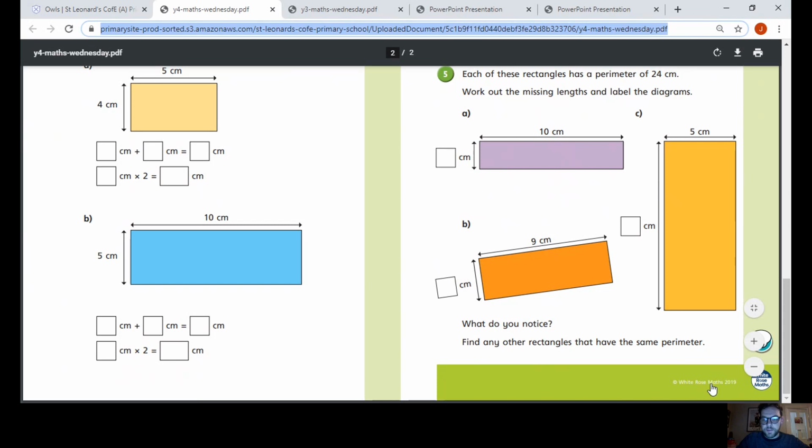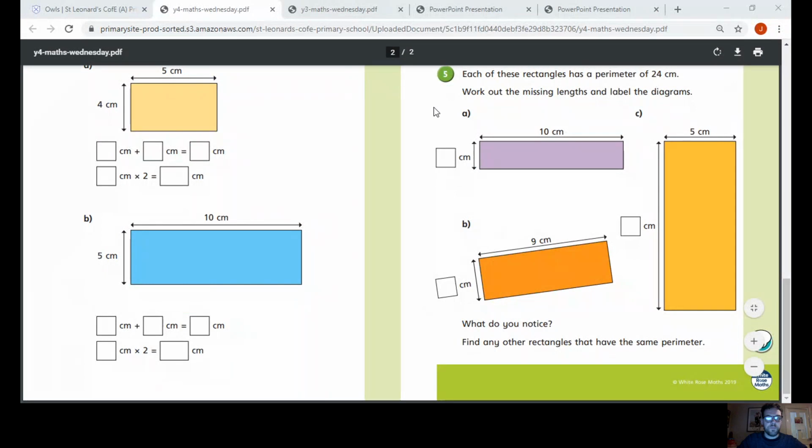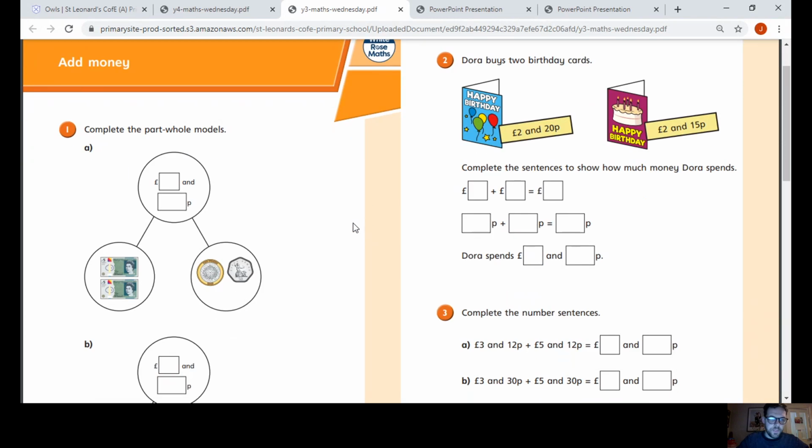Now I'm going to flip the screen back. And then we're going to look at the year 3 questions. Okay, year 3. We'll continue our work on money. Now it's using our part whole. If you remember what our part whole model is, these two circles add together to create our total, our whole. So again, adding our amounts to create how many pence and how many pounds.